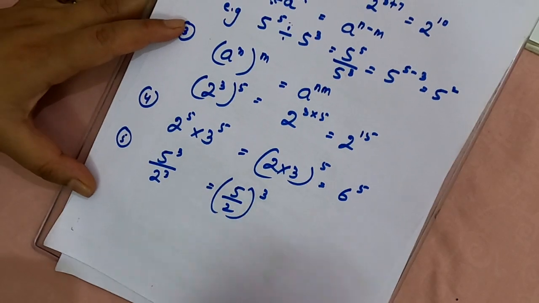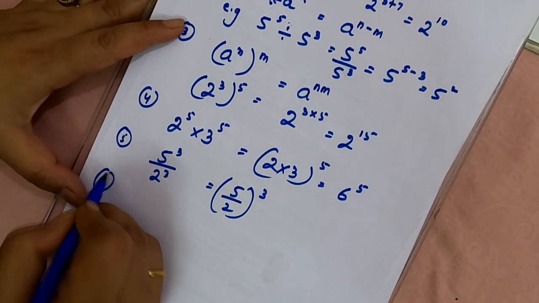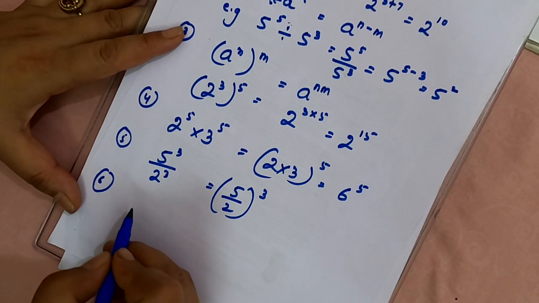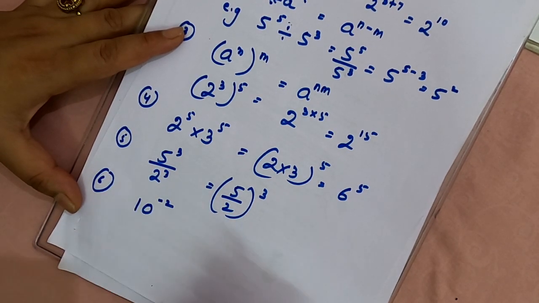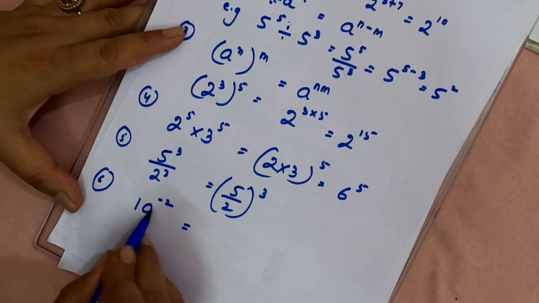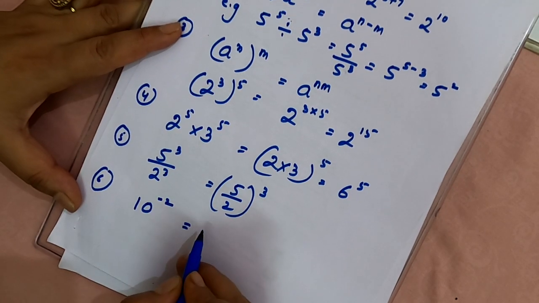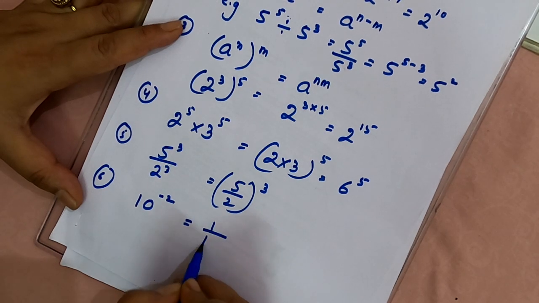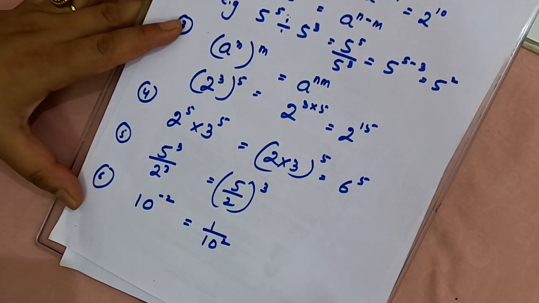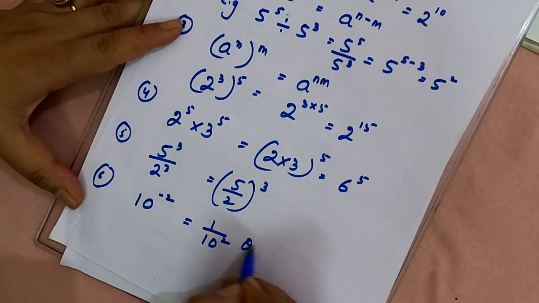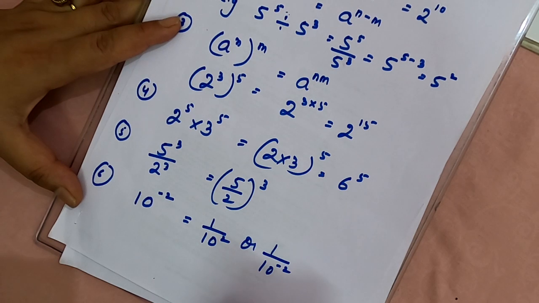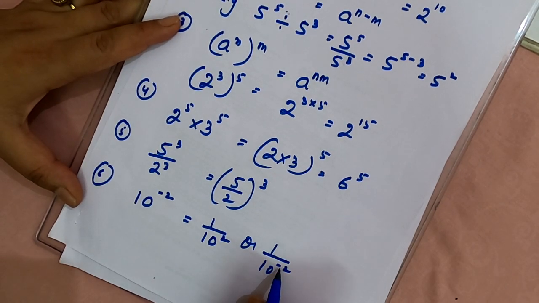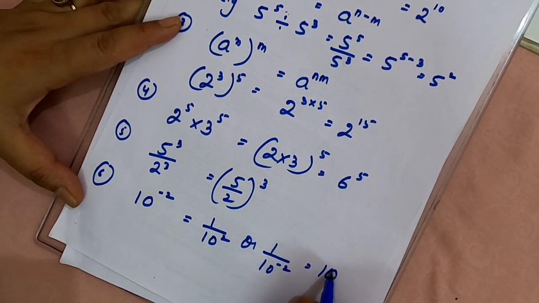Clear? Now, sixth one. Whenever the power is negative, suppose 10 raised to power minus 2, then for making this power positive, we need to make the reciprocal of the base, that is 10 raised to power 2. Or if it is given 1 upon 10 raised to power minus 2, with the negative power in the denominator, to make this minus 2 positive, we will have to make the reciprocal of the base and it will become 10 raised to power 2.